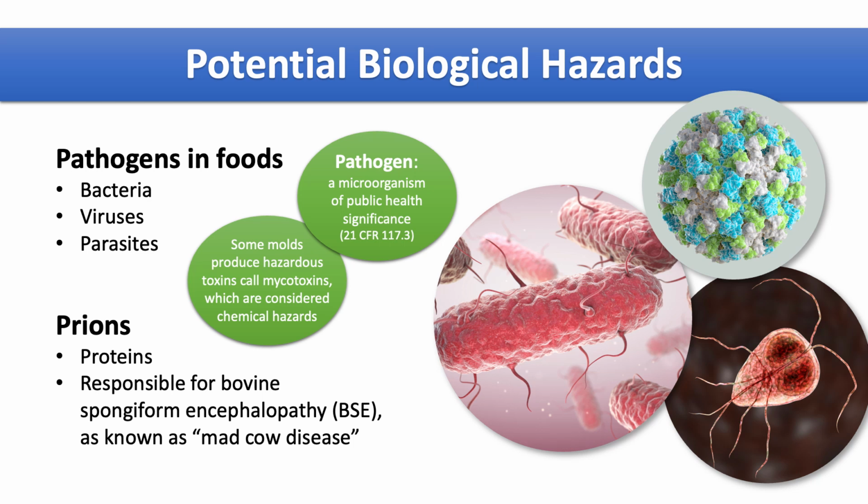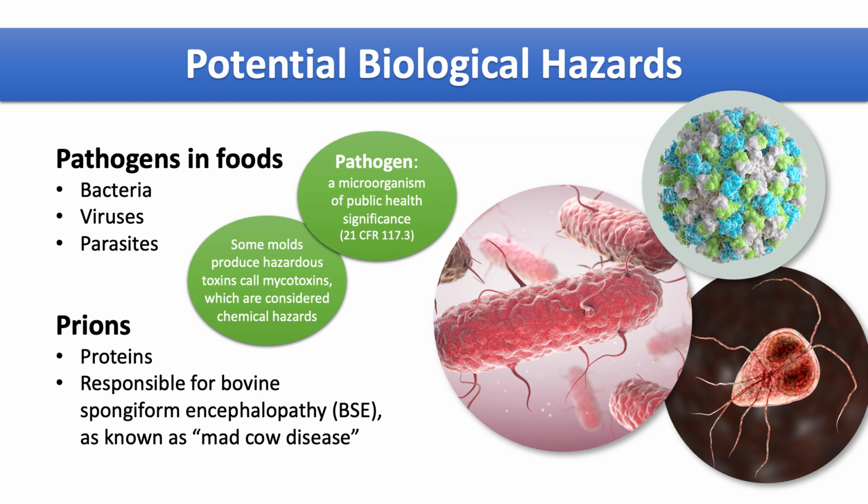The most common biological hazards are foodborne pathogens. These pathogens can be bacteria, viruses, or parasites. The definition of pathogen is a microorganism of public health significance. Many microorganisms are not pathogenic to the general public, even though they can cause spoilage of the food products and economic loss. However, those microorganisms are not directly related to food safety, and they are not foodborne pathogens.